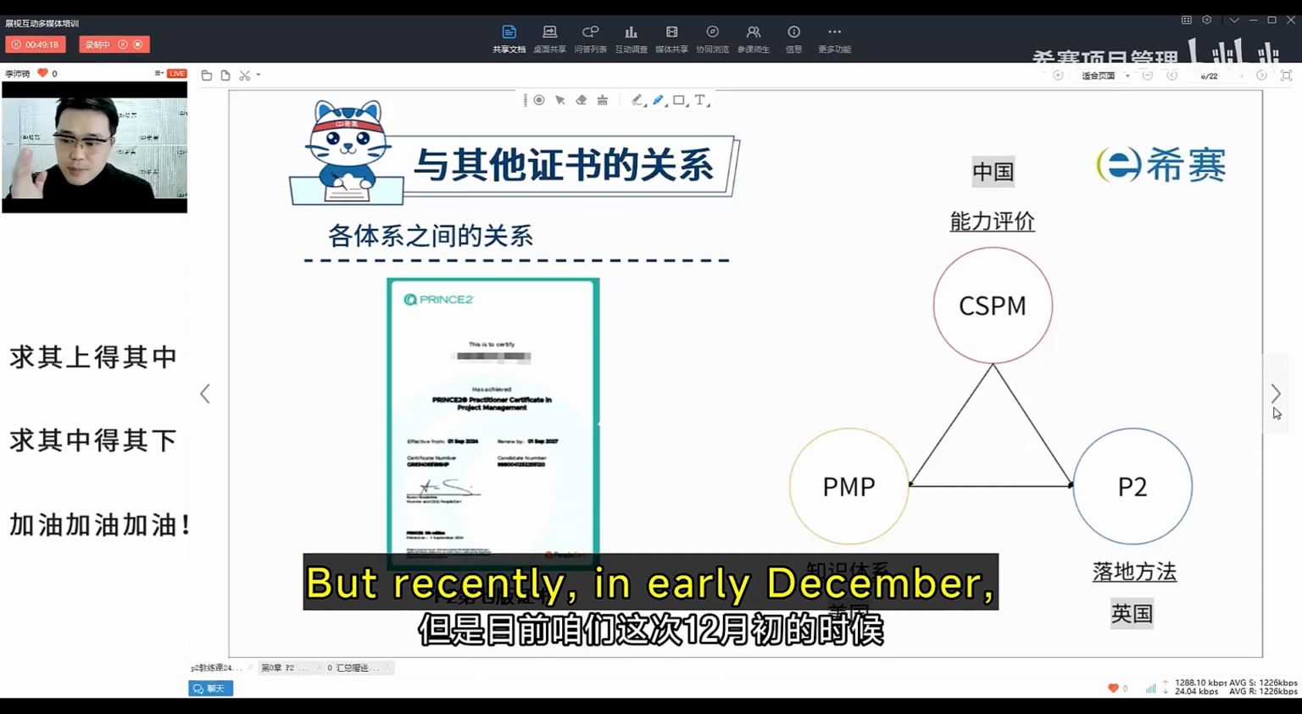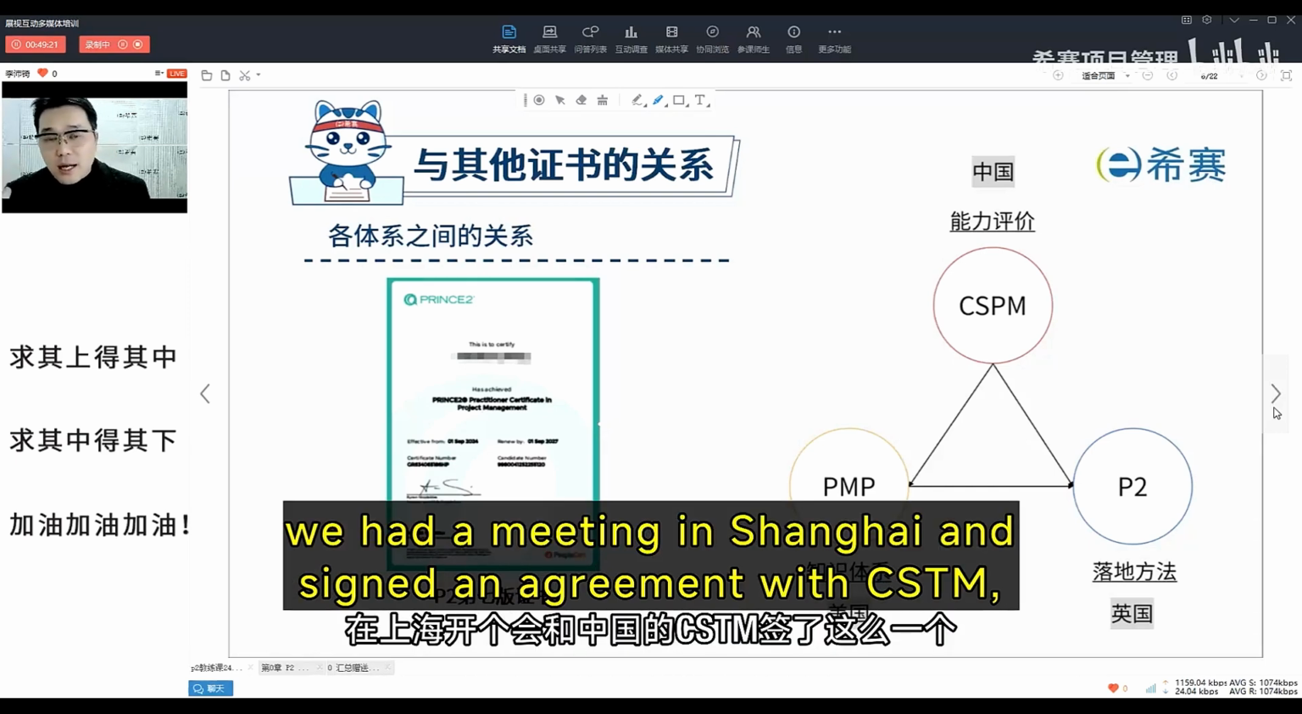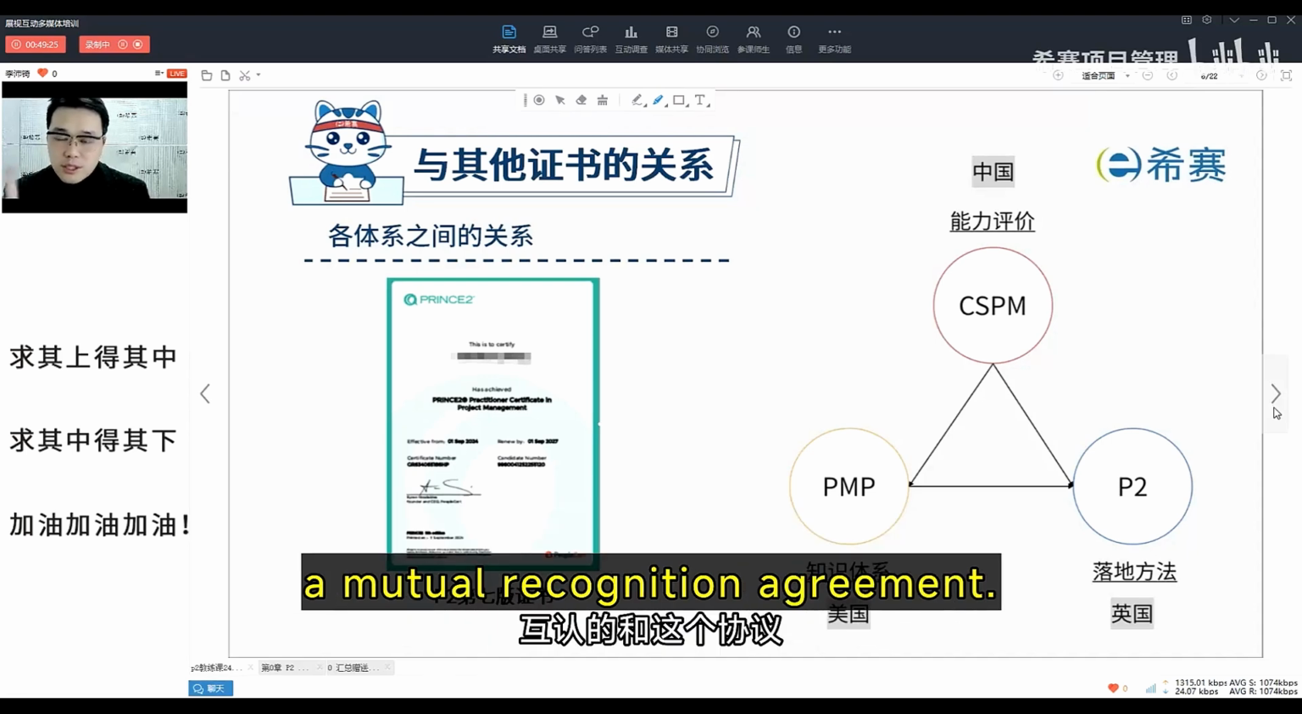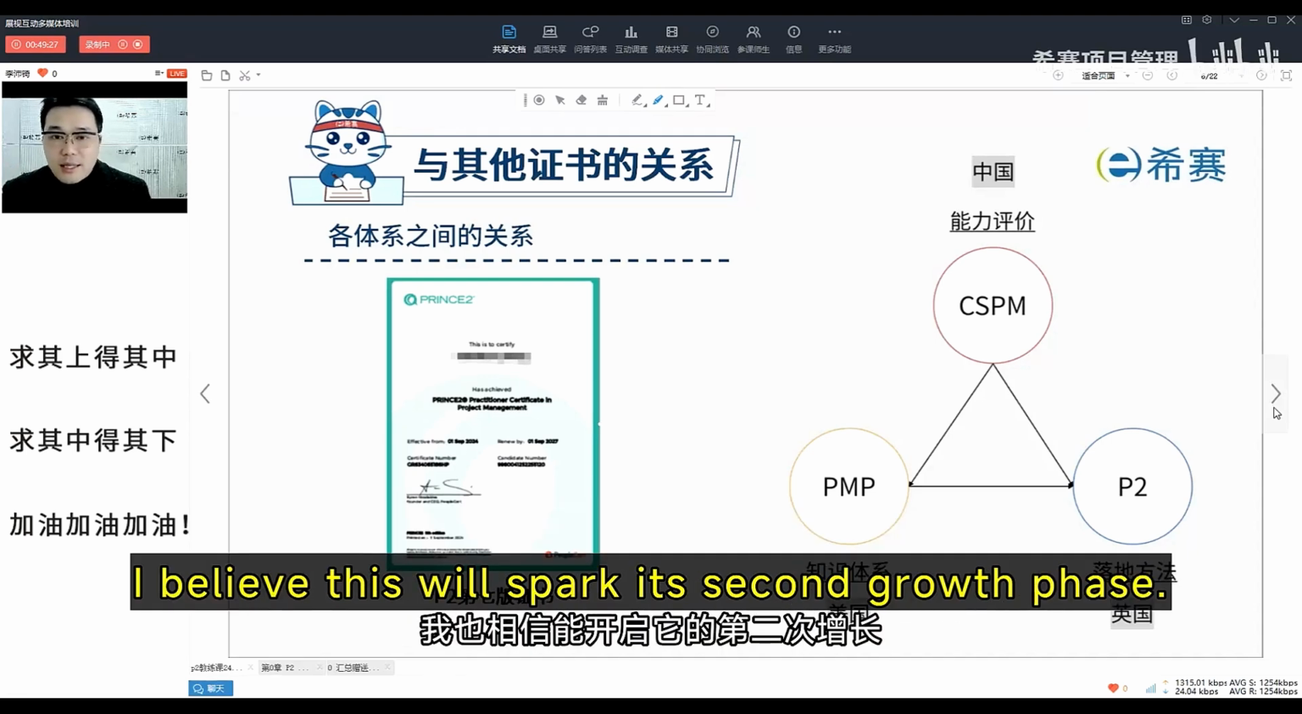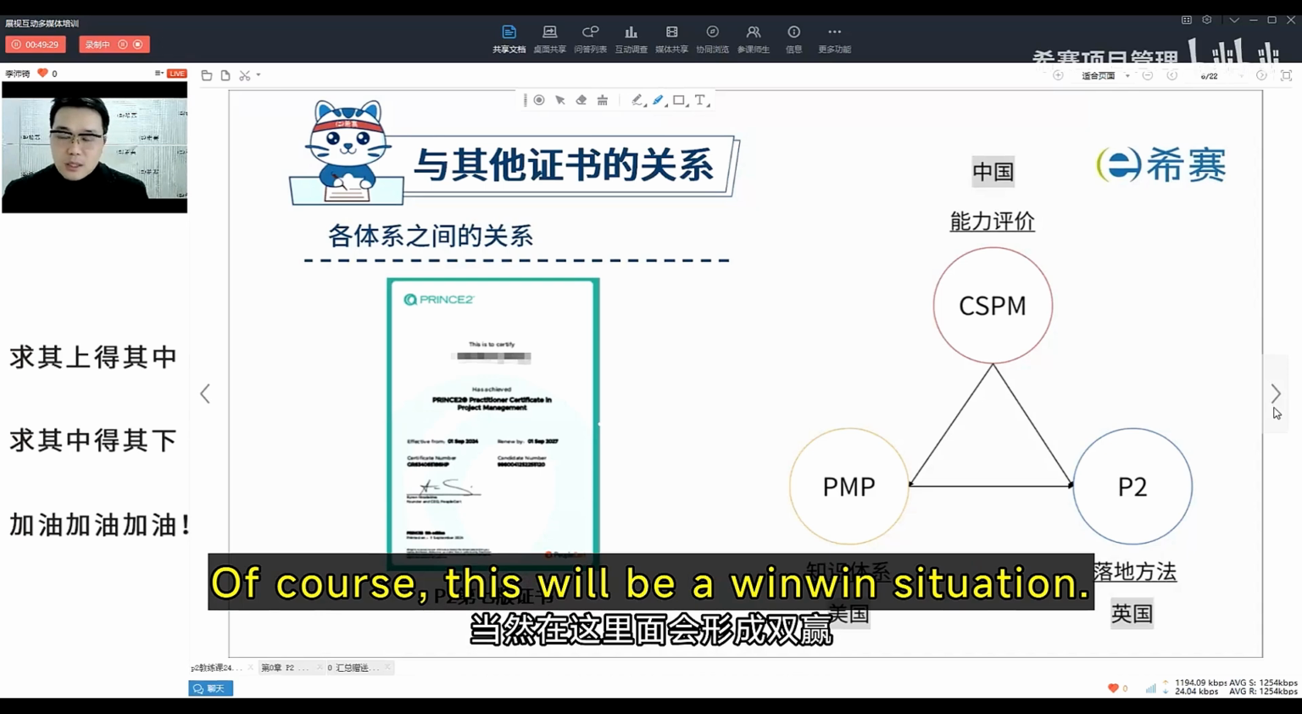But recently, in early December, we had a meeting in Shanghai and signed an agreement with CSTM, a mutual recognition agreement. I believe this will spark its second growth phase. Of course, this will be a win-win situation.